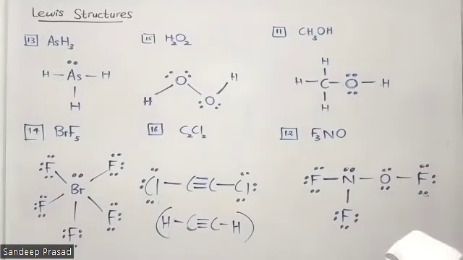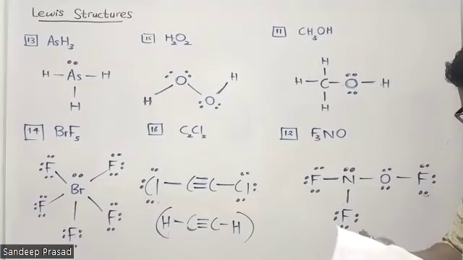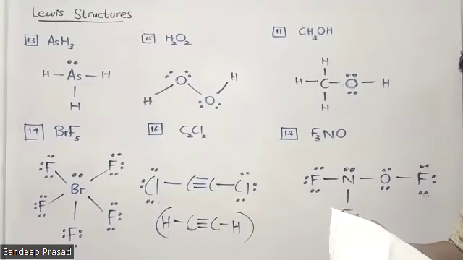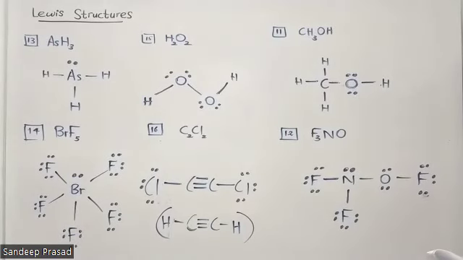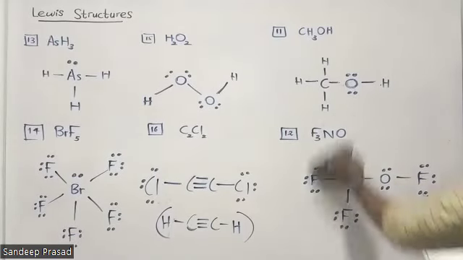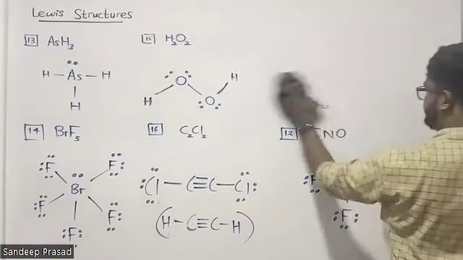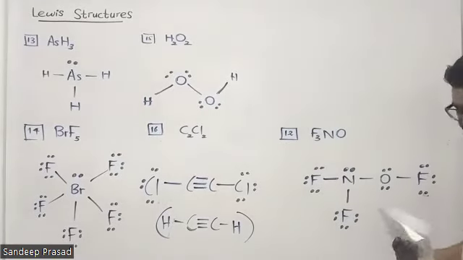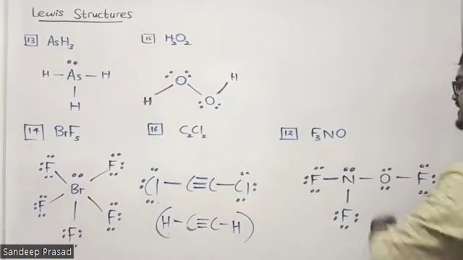Number 17. So number 17 to number 25, I have given you again the structures with charges. Let's see. Number 17 to number 25, there are some structures with charges. Let's see how to deal with the charges.